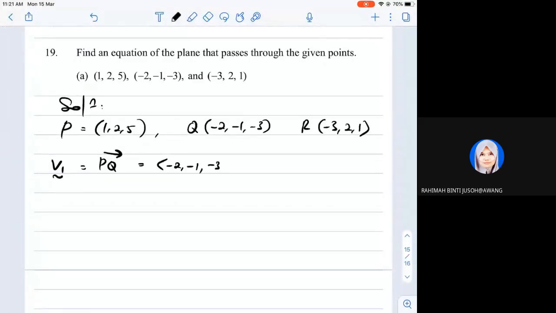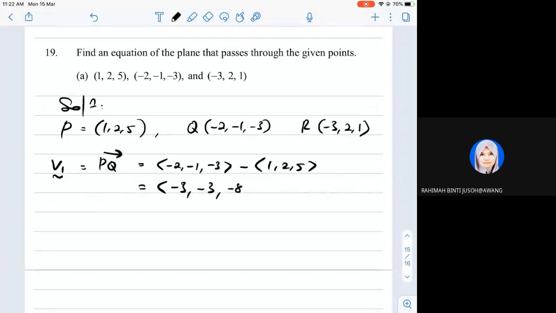Guys, this question also has a lot of answers. It depends on the values that you choose. Meaning if you declare Q as P naught, your answer will be different. So this question also has many answers actually. So, -2, -1, -3 minus 1, 2, 5. So we will have -2 minus 1 is -3, -1 minus 2 is -3 also, -3 minus 5 is -8.